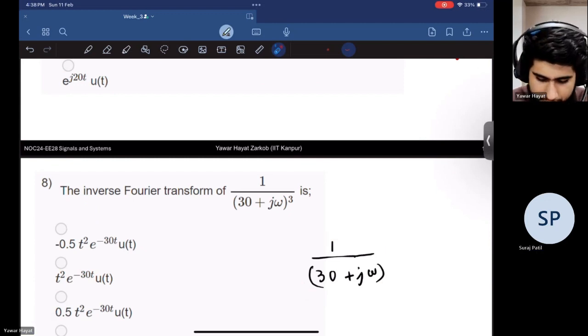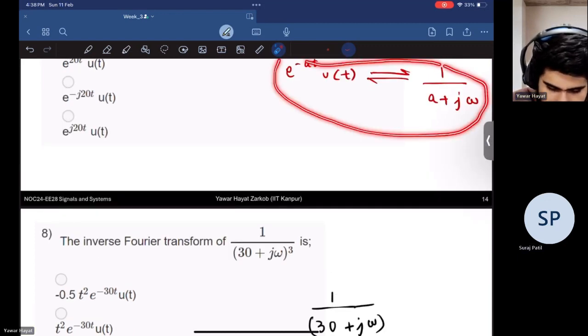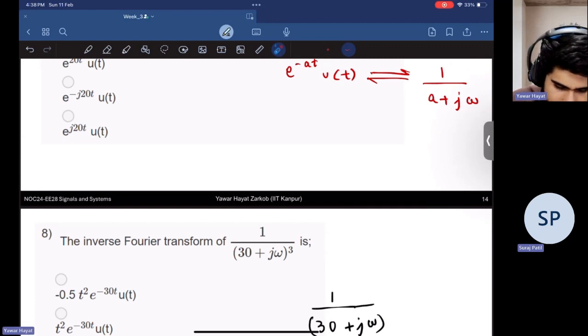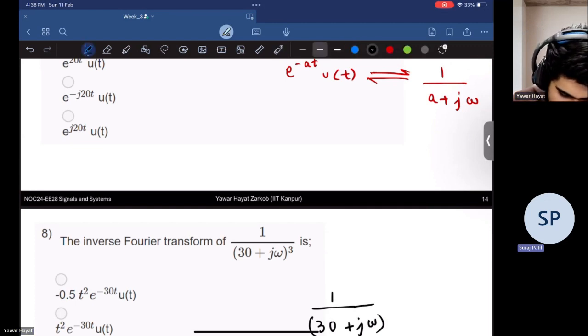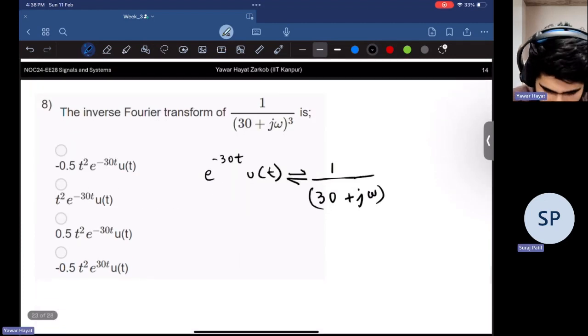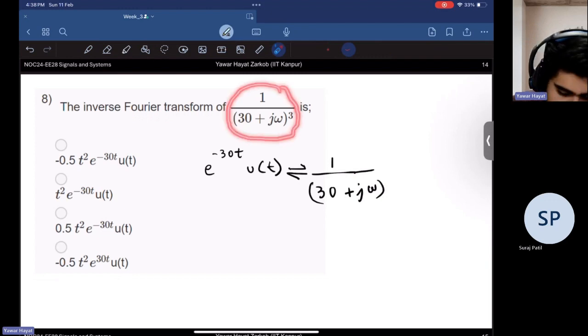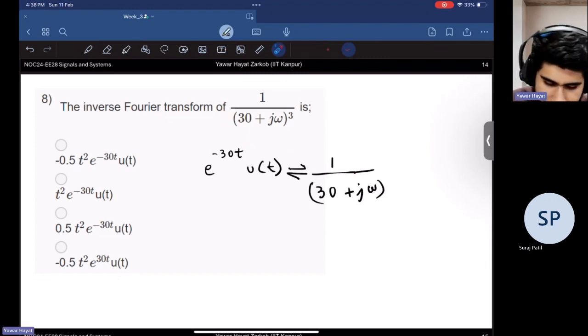Yes, sir. If this is the result, e raised to what? Minus 30 j omega? e to the power minus 30t, right? The j omega won't be there in the time domain. e to the power minus 30t u of t. This would be the answer, right? But we have been asked to find this function, right?